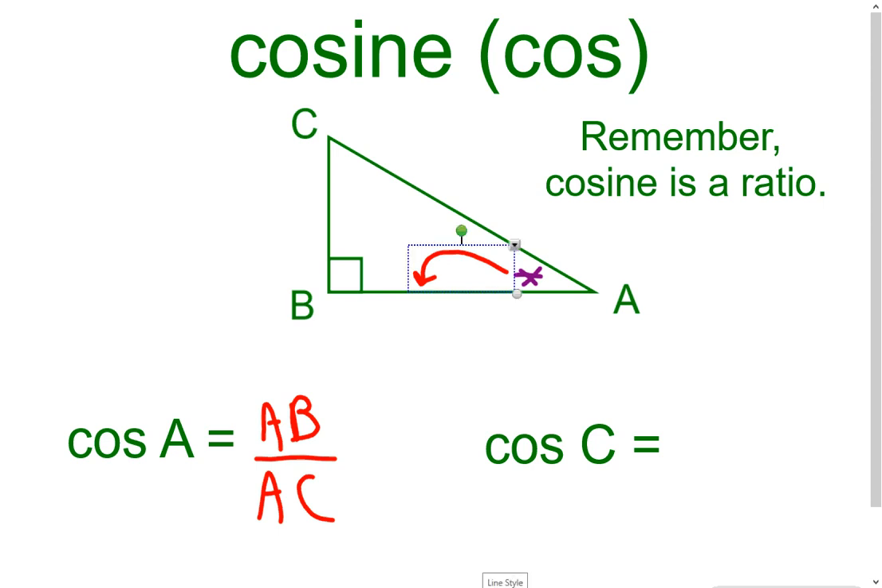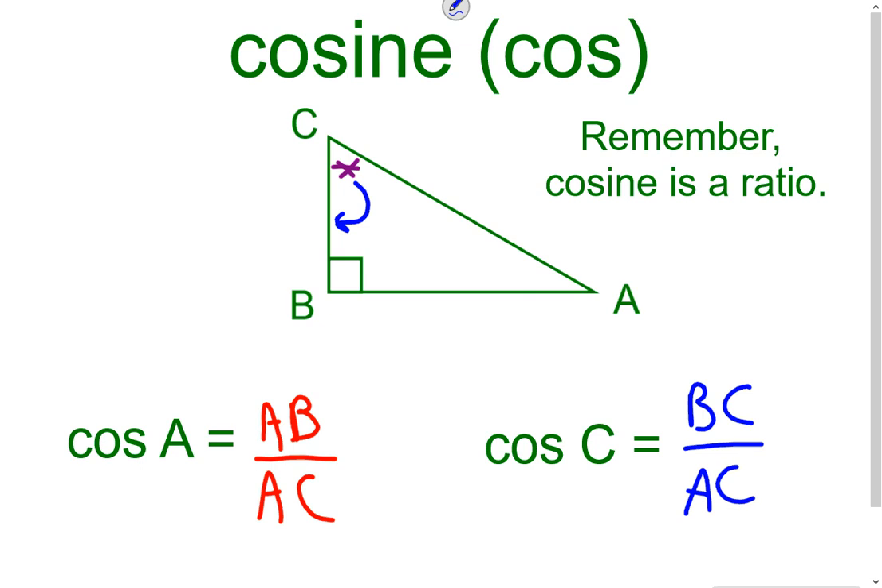Now, if I wanted to calculate the cosine from angle C, well, I'm going to come up here. I'm going to do the same thing, but now remember, it's still adjacent. So which side's adjacent to angle C, but not the hypotenuse? This one right here. And that's side BC. And then cosine is over the hypotenuse, which is side AC.